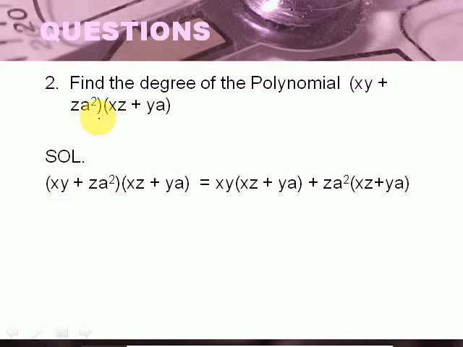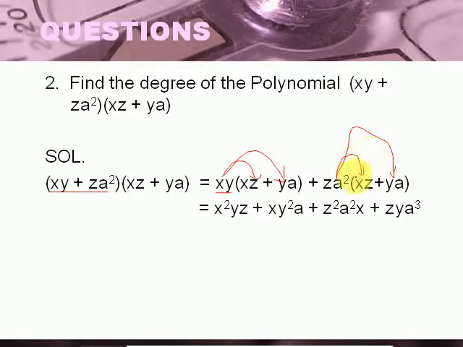See, let us try multiplying them both. We have to multiply xy plus z a square by xz plus ya. Xy will be multiplied to xz and then to ya, and then z a square will be multiplied to xz and ya. Correct. Now the answer we get is x square y z plus x y square a plus z square a square x plus y z a cube.